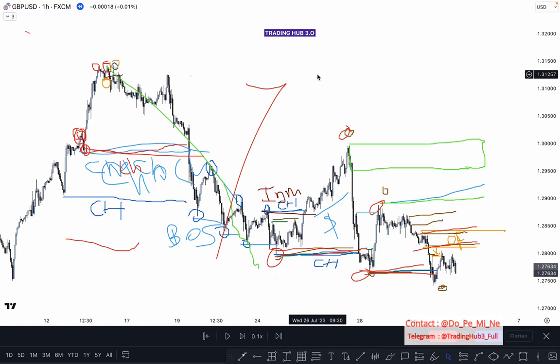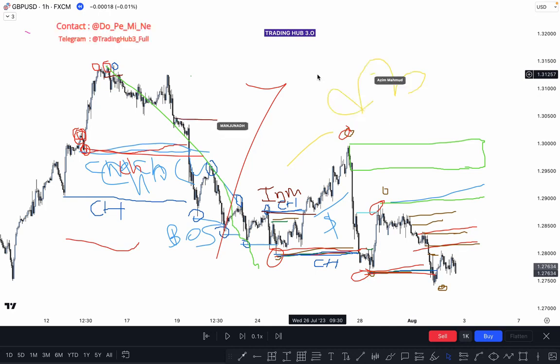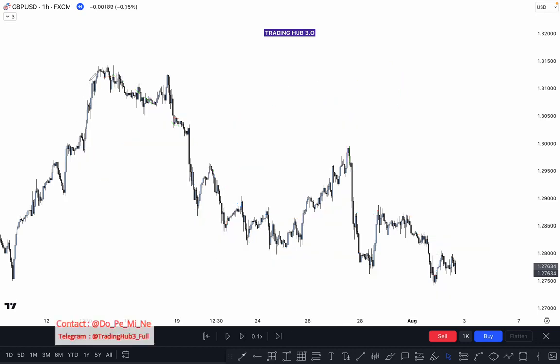First one, identify the structure. Second, identify our area where you are looking for the buy and sell. And the next thing, execution in the lower time frame. Simple. Okay, perfect. So this one is our previous structure.